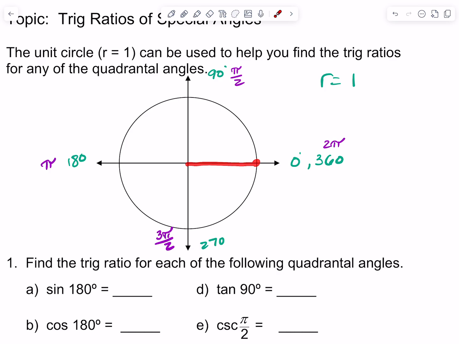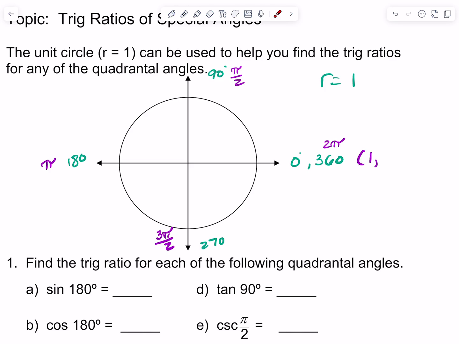What is your x? No, you're close. X is not 0. Not 360, not 180. Remember, what's the radius? 1. So if the triangle's flat, what's the x of this triangle? 1. Do y'all see that? So write down 1.